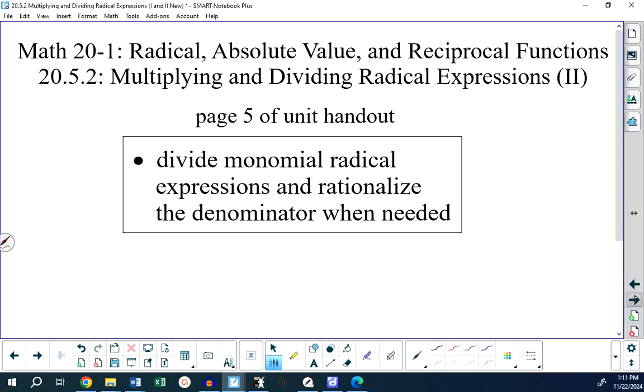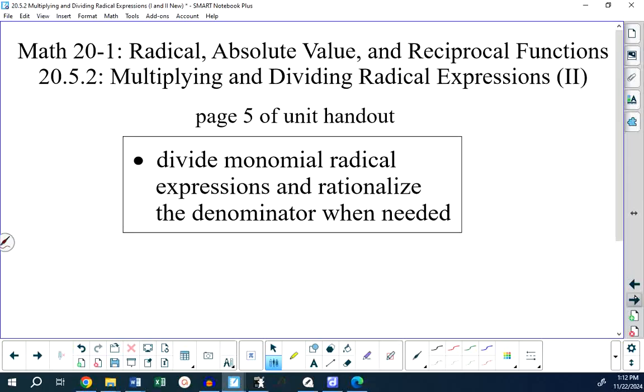So this lesson is on page 5 of your unit handout. It's just a continuation of the same textbook section, but we're doing different things now. And then on Monday, it's going to be part 3 of this textbook section. What we're doing today is dividing expressions when the denominator is a monomial. Okay, if the denominator is not a monomial, that's for Monday.